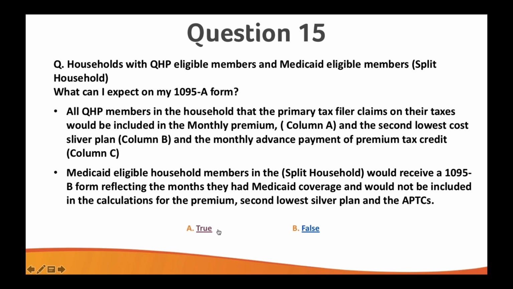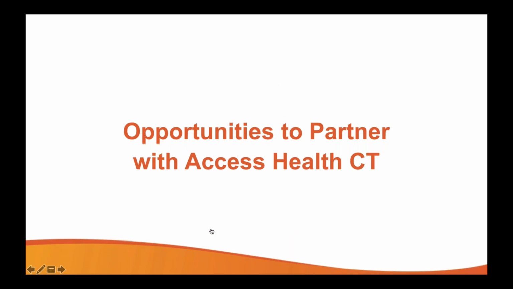It's definitely true. Medicaid eligible household members of a split household will receive a 1095B reflecting the months they had Medicaid coverage, and they would not be included in the premium. Unfortunately, I don't know what happened with that one, but I think I mentioned several times when we started the presentation that if they're eligible for Medicaid, they would not be indicated in column B, nor in column C. Even if they decided that they were eligible and chose not to take it, they still are not reflected in column B or column C. So that really is A. I don't know if somehow it got messed up.